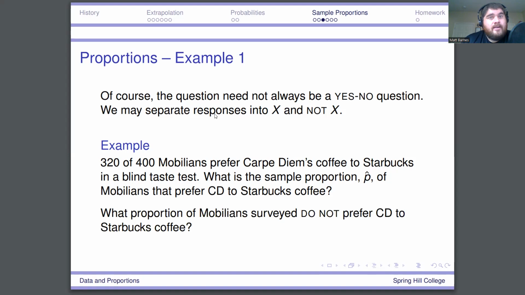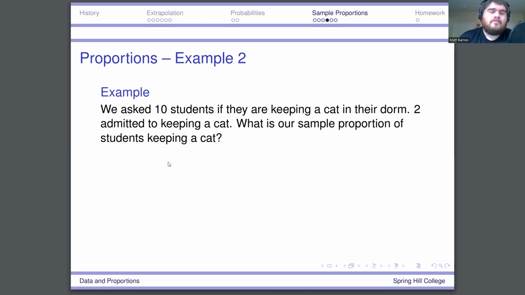Now, if we want to go the other way, what is the proportion that do not prefer Carpe Diem to Starbucks? Well, if 320 said Carpe Diem, and 80 of them didn't say that, then they would have had to have said the other thing, which is that they did not prefer Carpe to Starbucks. So it would be 80 over 400, the total we asked, and that would give us that number.